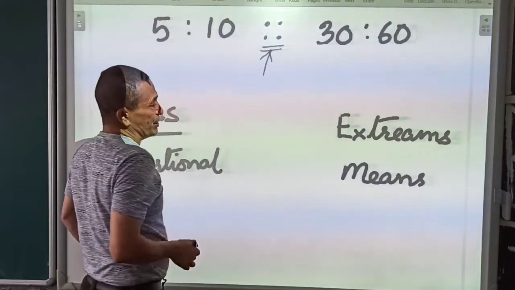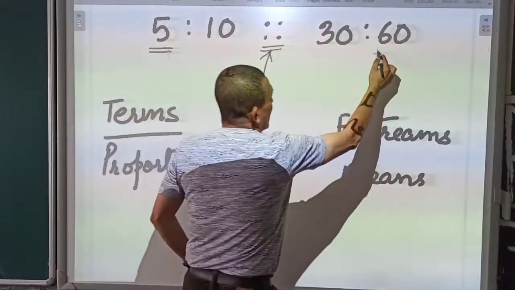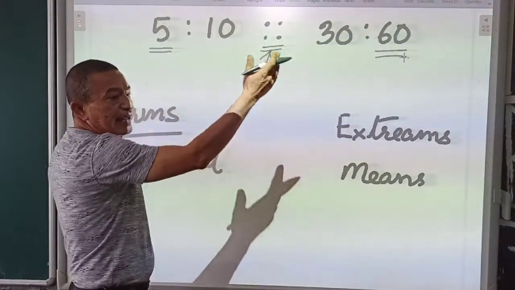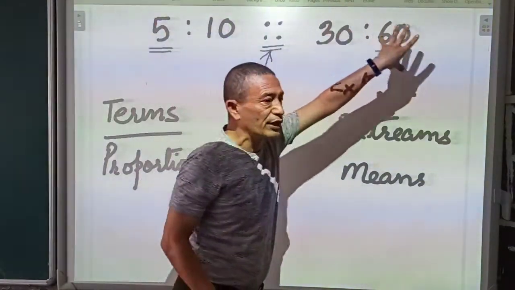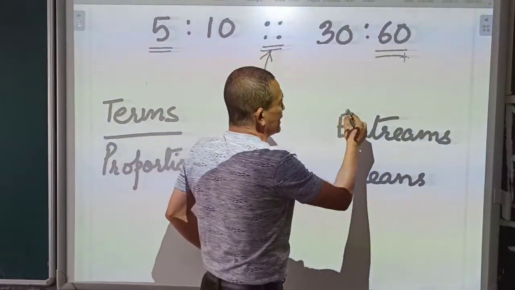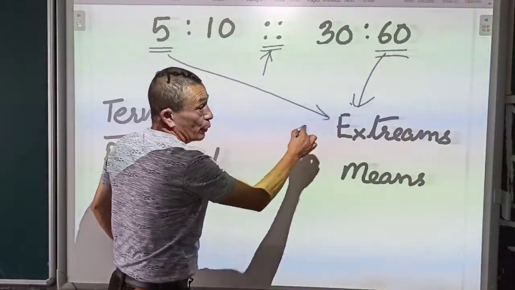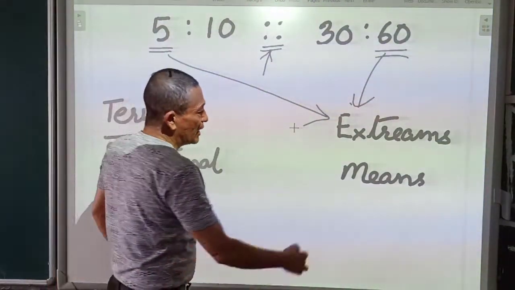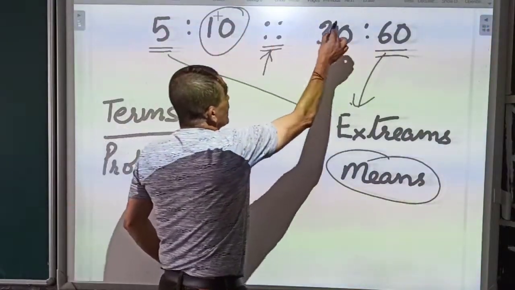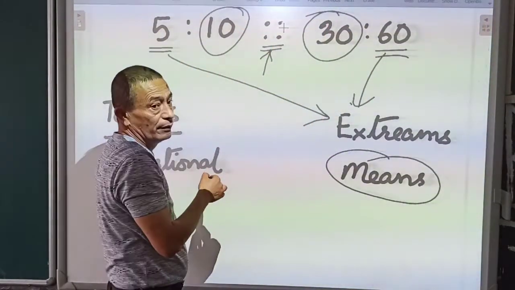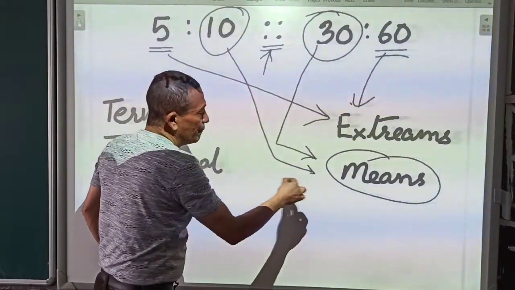you have extremes. Now what do we mean by extremes? If you look at the number 5 here and the 60 here, they are on the extreme ends. Therefore, these numbers which are on the extreme ends are called the extremes. So 60 is an extreme here and 5 is also an extreme. Whereas when we talk about the means, it means the two numbers that we have in between the extremes. 10 and 30 are both means.